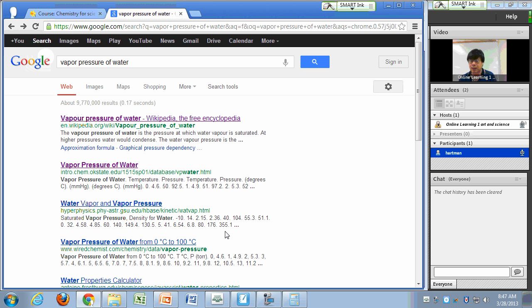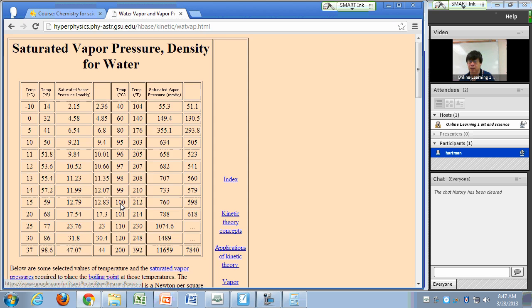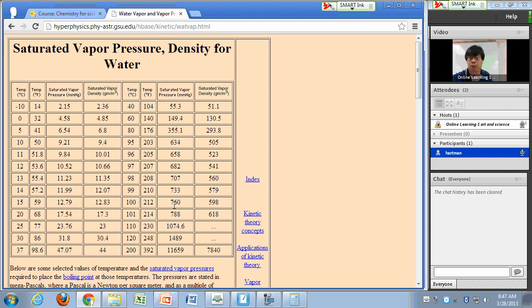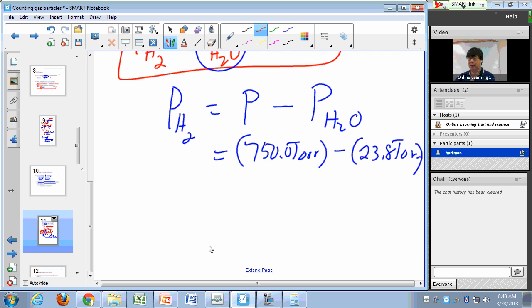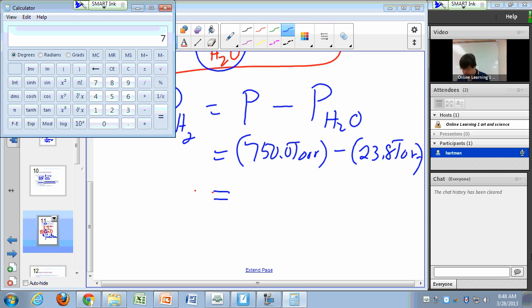It depends on what the temperature is. Here's Georgia State University. Vapor pressure of water at 25 degrees is 23.76 torr. This is millimeters of mercury. So anyway, that's a number you can look up on a test if you have access to a data source; you can also look it up from handbooks. Otherwise, it would have to be given to you on a test. So anyway, the total pressure minus the vapor pressure of water would be 750 minus 23.8. That gives you 726.2.